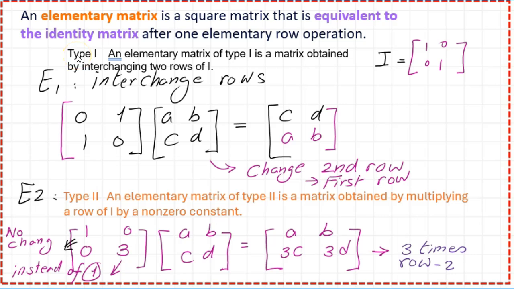In the next slide, we have a definition of the elementary matrix: the elementary matrix is a square matrix that is equivalent to the identity matrix after one elementary row operation. This is the identity matrix, one at the corner, two corners, the diagonal, and zero in the others. There are three types of this elementary matrix.